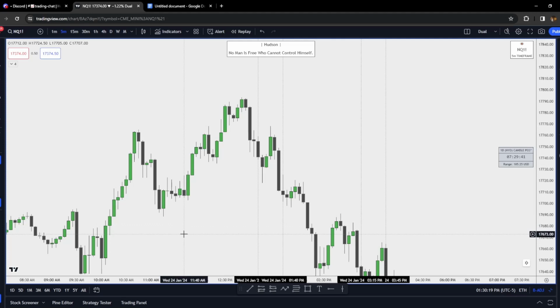We could expand to this overall draw on liquidity, right? The market's not 100%. It doesn't have to expand there, but it is a nice confluence to have. Let's take a look at one more example for these macros and kill zones.